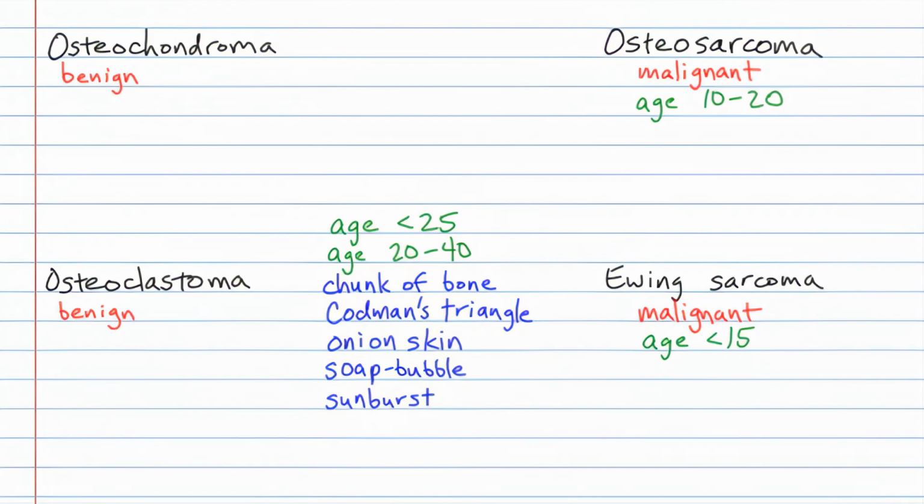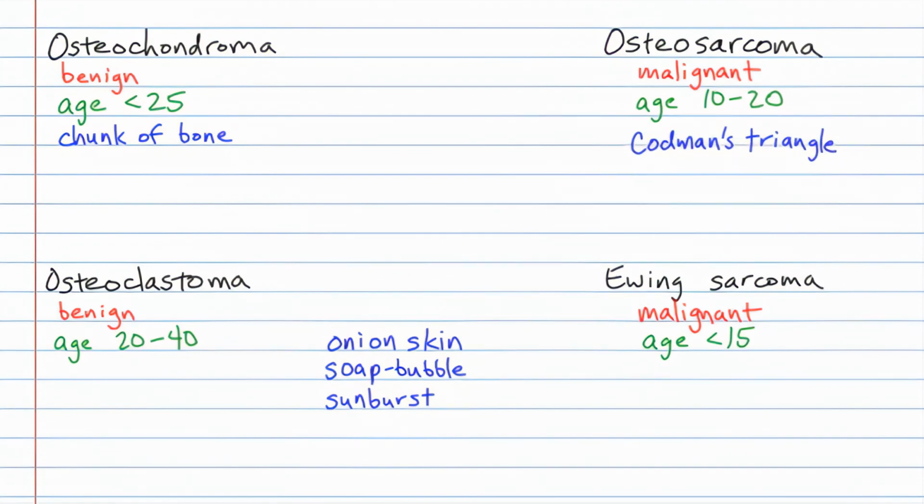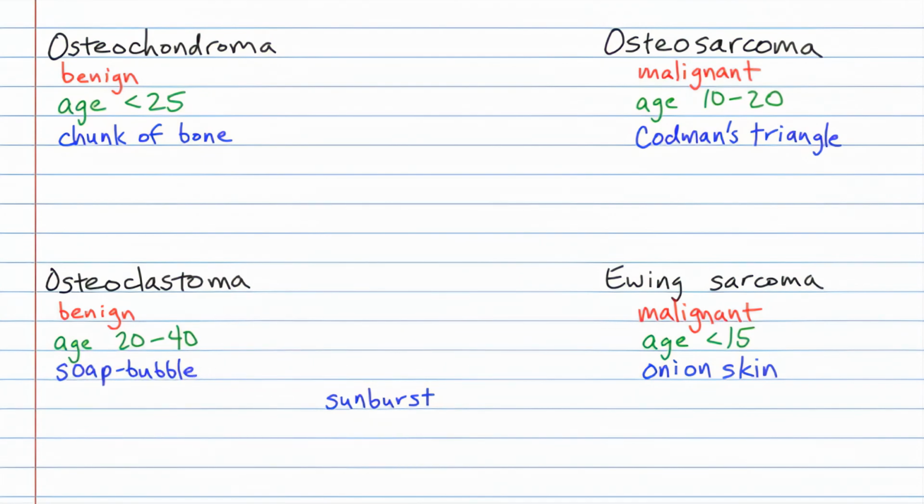And then osteochondromas are seen in patients less than 25, and osteoclastoma is seen in patients aged 20 to 40. And then for these radiographic appearances, for osteochondroma, that's the chunk of bone that's kind of stuck on the end of the bone, kind of around the knee. Codman's triangle is seen in osteosarcoma. The onion skin appearance is seen in Ewing sarcoma. Soap bubble is seen in osteoclastoma. And then the sunburst was osteosarcoma as well.